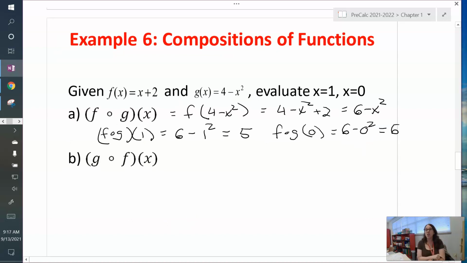Now we're going to go the other way. Same two functions, but we're going to put f inside of g. So that's going to be g of x plus 2.